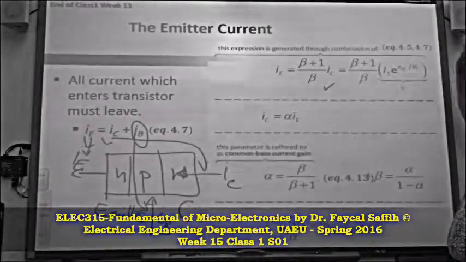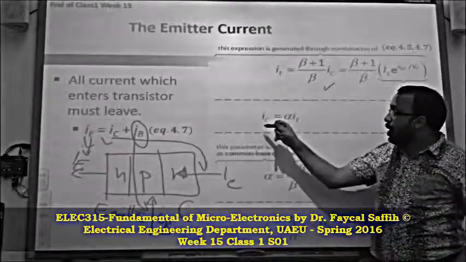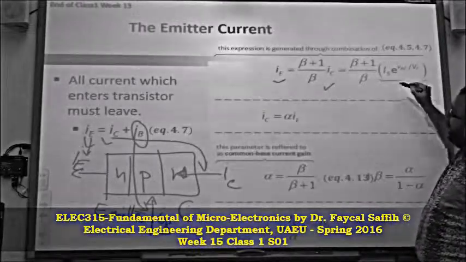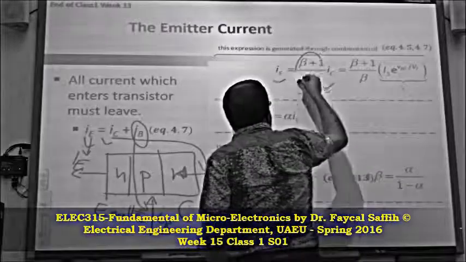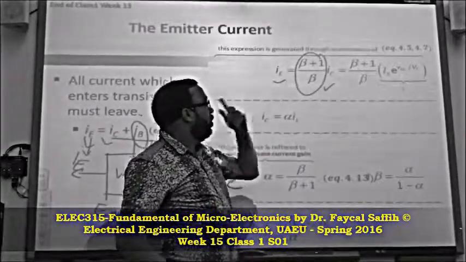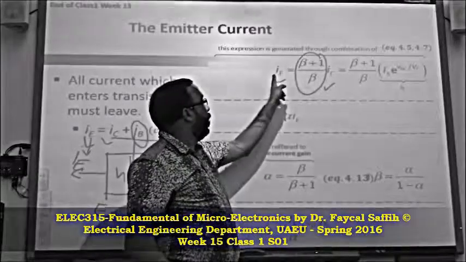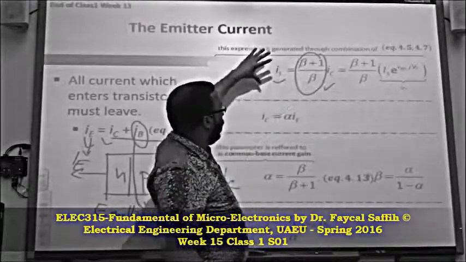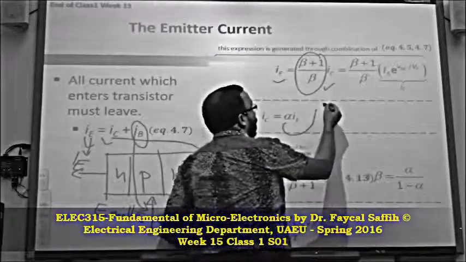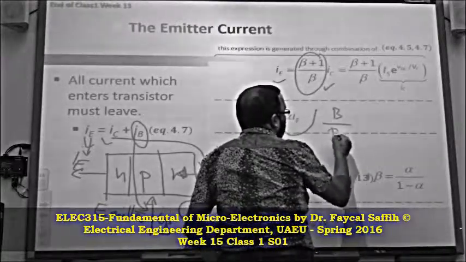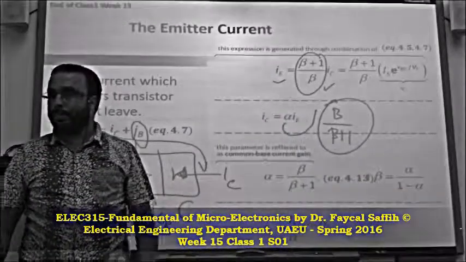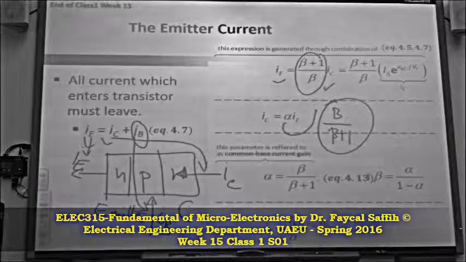So this is what I see. This is IE. So in that case, we can write this and this. Here we have the factor that relates IE to IC. So if I want to write IC with respect to IE, I have to take this one to the other side and flip it, and it gives me alpha. Alpha is basically beta over beta plus 1. Right? Yes. It's just the way to write the equations. That's it.